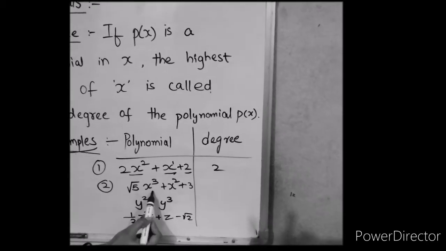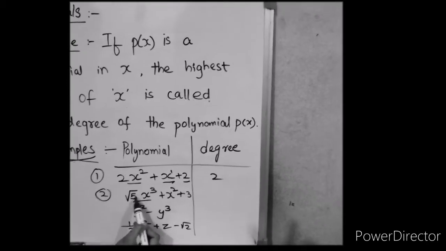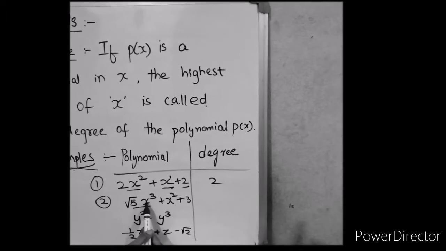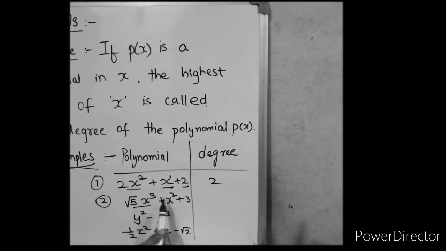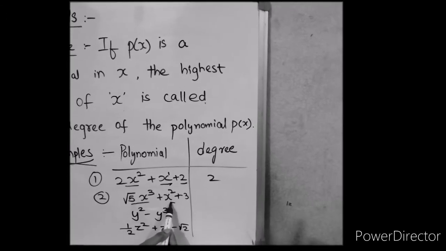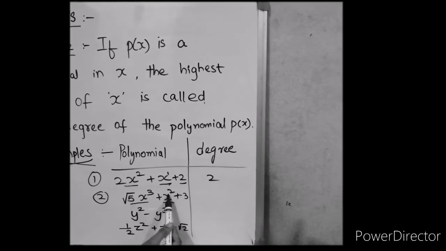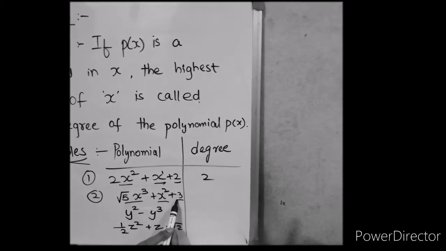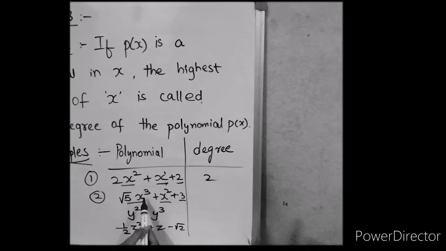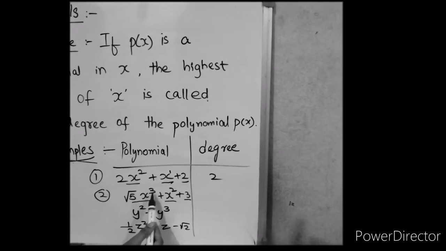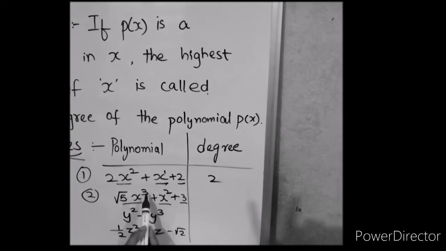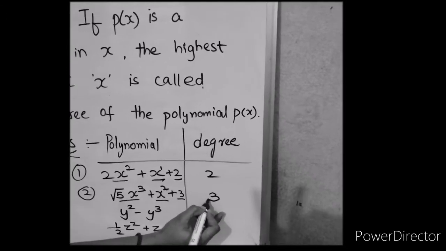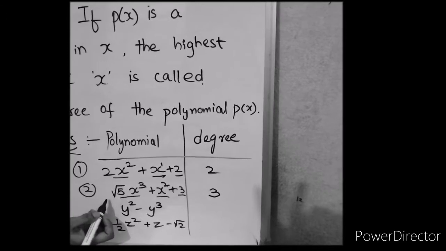If you are going with the second problem, here the variable is x only, and see the powers of the x here. This is the first term. In the first term, that is root 5x cube, the x is having the power 3. And in the second term, which is x squared, the power of x is 2. And the term 3, it is a constant. See the powers of x, which is the highest one, 3 or 2? It is 3. Therefore, the degree will be the highest power, which is 3 in the second problem.